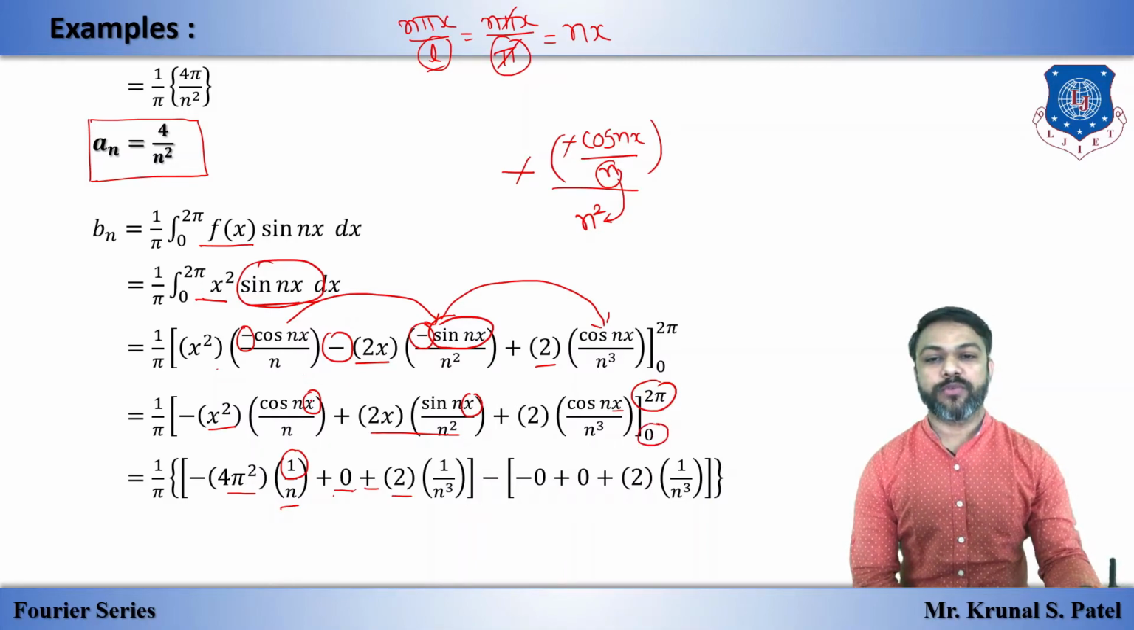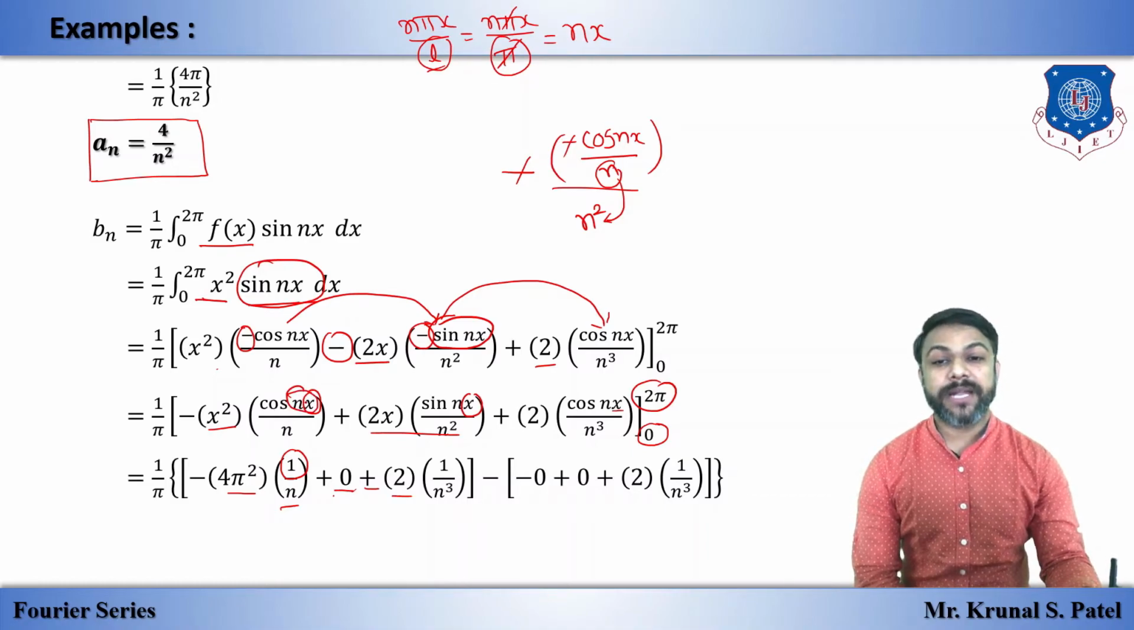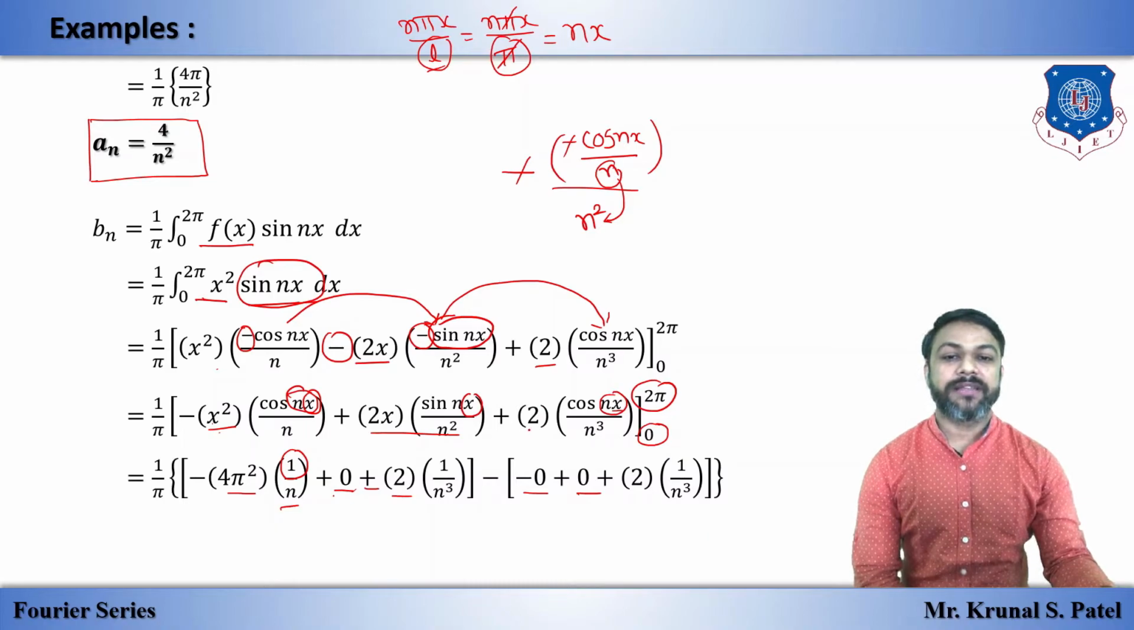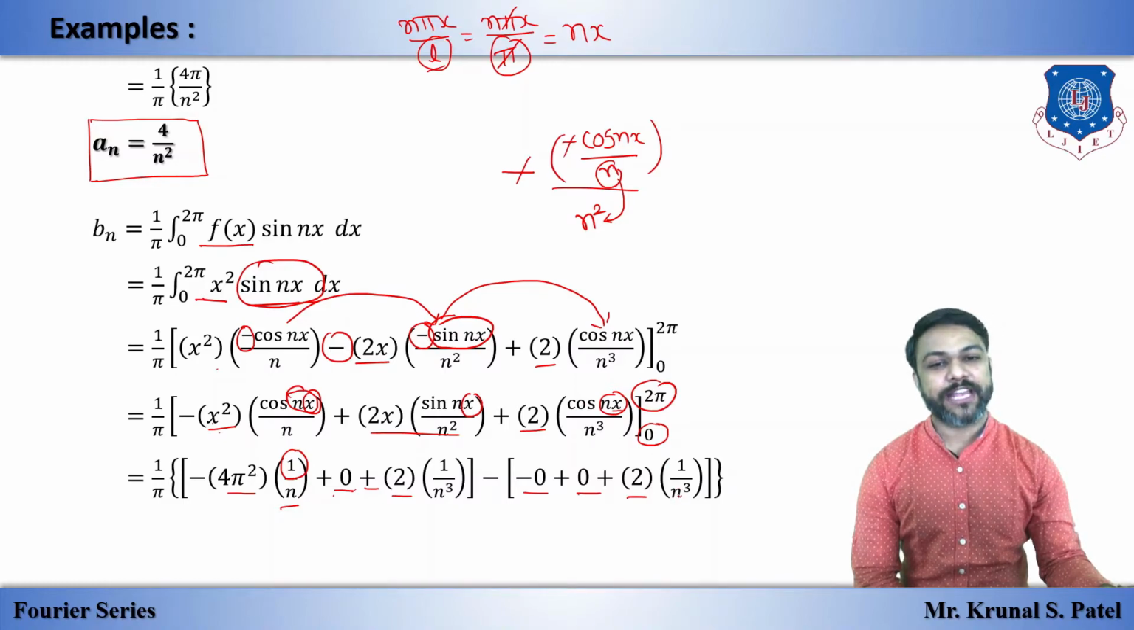So if we put 0 here, n into 0 is 0, and cos 0 is 1. But here, 0 square is 0, and 0 into this is 0. So the first term is 0. In the second term is sine, and we know that sine 0 is 0. And in the third term, if you put 0 here, cos 0 is 1. But here there is no x, so 2 as it is. And this 0, cos 0 is 1 by n cube.